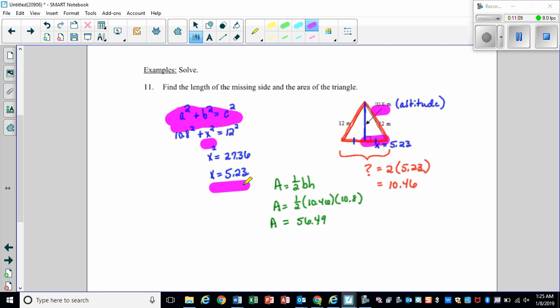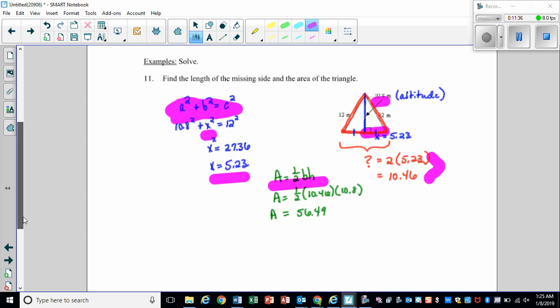So you have to multiply it by 2 to find the measure of the base, because the area of a triangle is 1/2 base times height. So the base is 10.46, 5.23 times 2. That's how we got to this place. And then the altitude is 10.8. So you just multiply it and you find the area of the triangle.